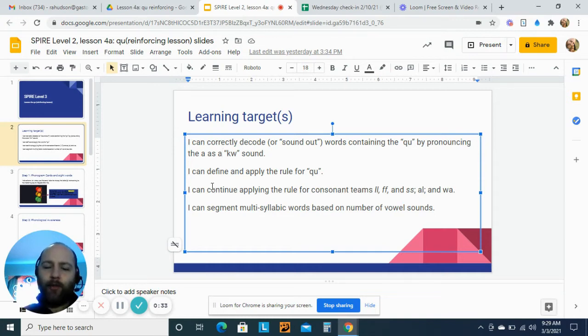Remember that the Q and the U are always together, and U is not seen as a vowel in that case, because they make that consonant team sound, qu. I can continue applying the rule for consonant teams LL, FF, and SS, as well as AL and WA, so all the previously learned concepts. And lastly, I can segment or split apart multisyllabic words based on the number of vowel sounds. So again, putting them into different syllables, clapping them out. We're going to continue practicing that.